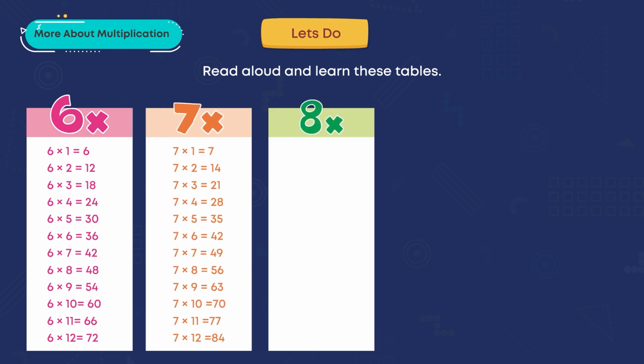Table of 8. 8 times 1 equals 8. 8 times 2 equals 16. 8 times 3 equals 24. 8 times 4 equals 32. 8 times 5 equals 40. 8 times 6 equals 48. 8 times 7 equals 56.